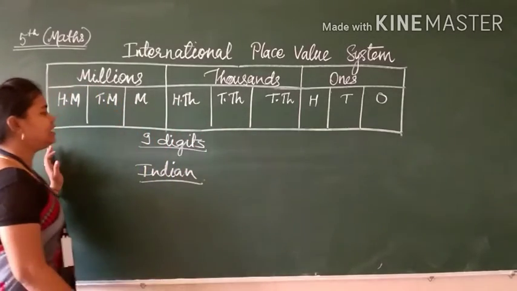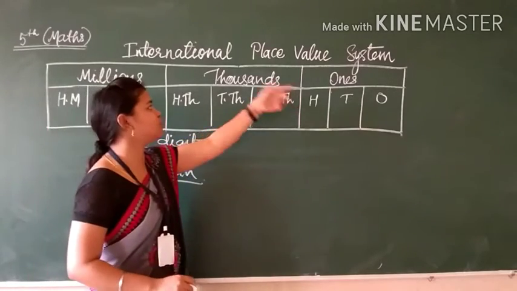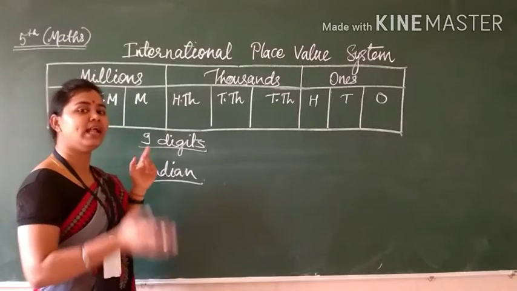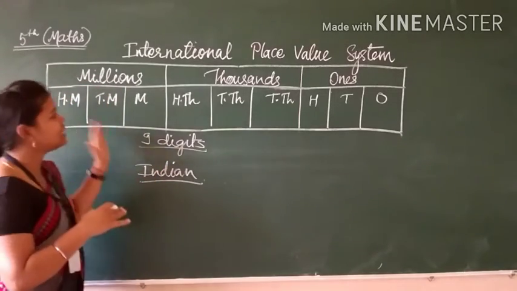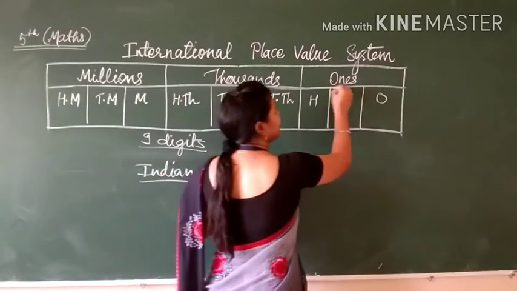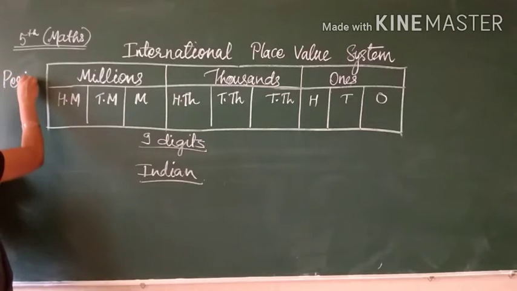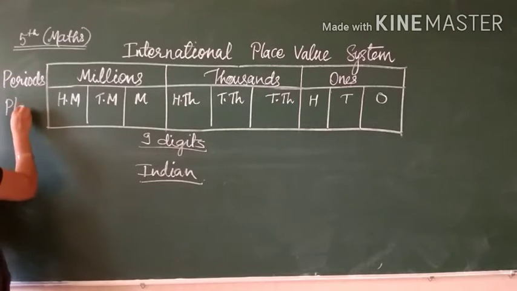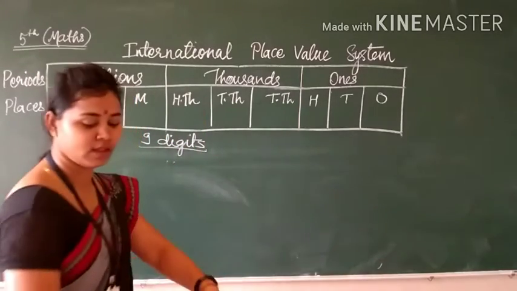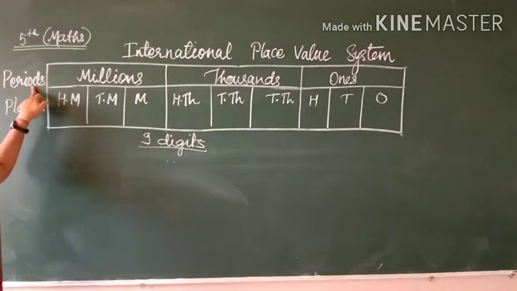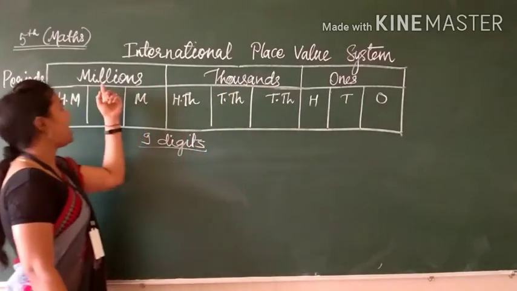So see, in the Indian place value system, we were having 3 periods, that is ones, thousands and then lakhs. And after that the 4th period was crore. But here the periods are different, and places are also different. The periods here in the international place value system will be ones, thousands and millions.